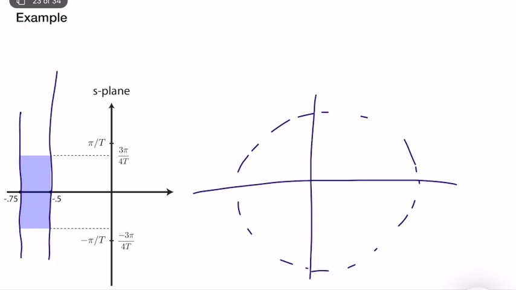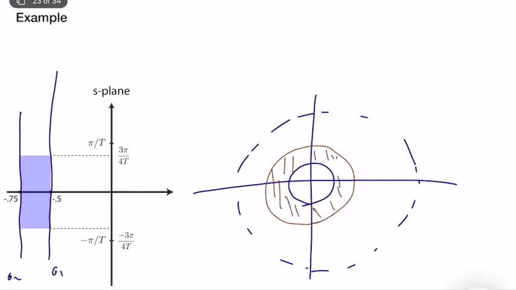So this is sigma 1. This is sigma 2. This one is technically closer to negative infinity, so it will have a smaller magnitude here. This will have a larger magnitude here. So I will cover the region inside of this. Radiuses are important. So this is R2.